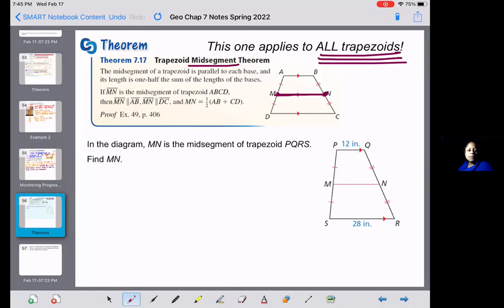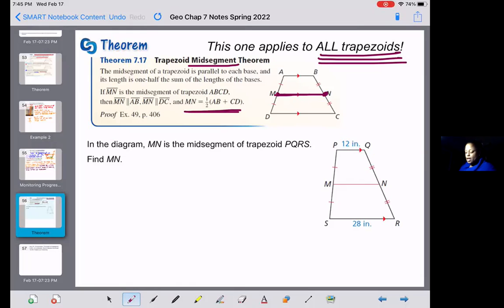All right, so the mid-segment of a trapezoid is parallel to each base. Again, if you remember the one from triangle, it's the same thing, parallel to that third side, but in this case, we've got two. So parallel to each base, and its length is 1/2 the sum of the lengths of the bases. Again, that might sound a little bit familiar because for a triangle, it was 1/2 of that third side. This time it's 1/2 of both bases combined. All right, so MN is equal to 1/2 of both bases combined.